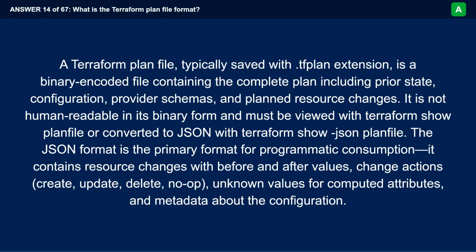It is not human-readable in its binary form and must be viewed with terraform show plan file or converted to JSON with terraform show -json plan file. The JSON format is the primary format for programmatic consumption. It contains resource changes with before and after values, change actions, create, update, delete, no-op, unknown values for computed attributes, and metadata about the configuration.